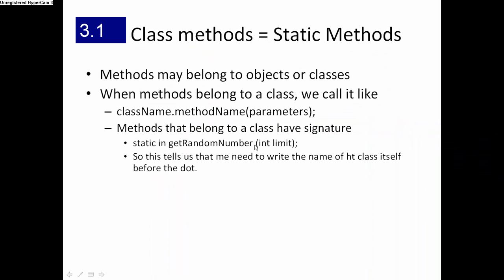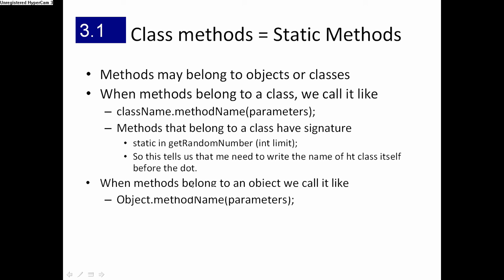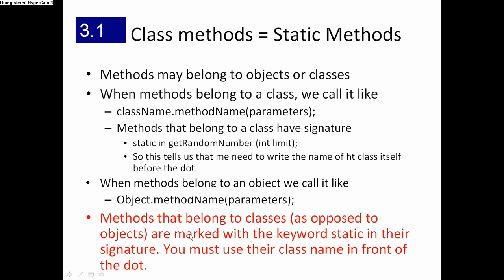All right, when methods belong to a class, like the getRandomNumber, we call it like this: class name dot method name parameters. Methods that belong to a class have a signature like this. It's static. All right, and that's going to come into play. Some of you guys have had trouble with this already. Static, int, getRandomNumber, int, limit. All right, so this tells us that we need to write the name of the class itself before the dot. When methods belong to an object, we call it like this: object name dot method name parameters. So that would be something like crab dot method name. Okay, and write this note.